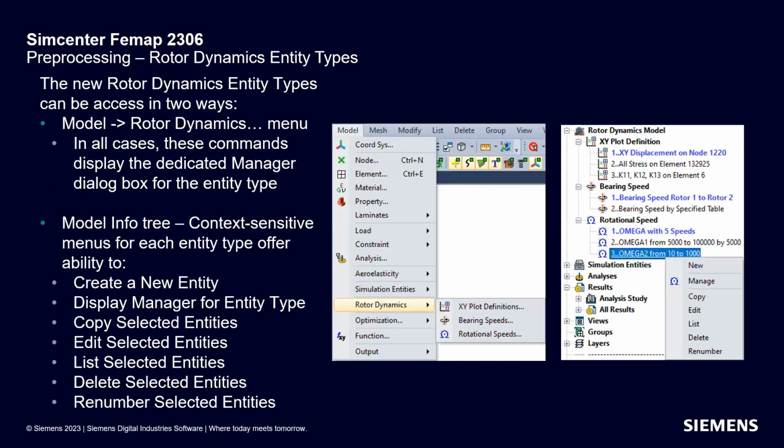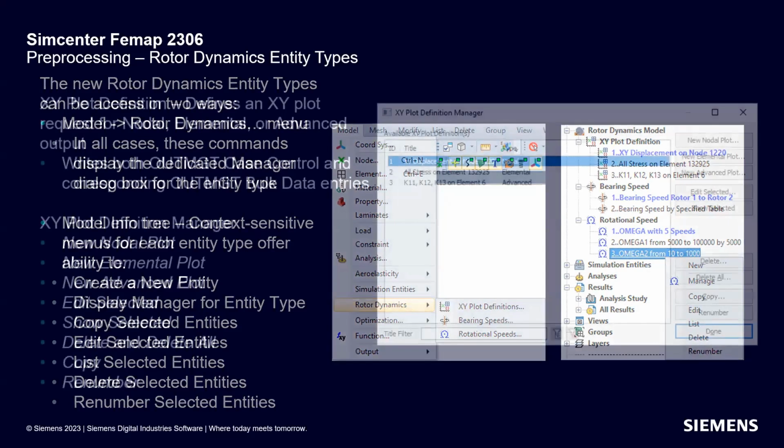A couple of new entity types. These are under rotor dynamics. We just added a model rotor dynamics menu here. So we have XY plot definitions, bearing speeds, and rotational speeds. Also, the model info tree offers the ability for all of these to create a new one, display the manager for that particular entity type, copy, edit, list, delete, or renumber the selected entities. As you can see on the right, there's now a rotor dynamics model branch in the model info tree that specifically holds these entity types.